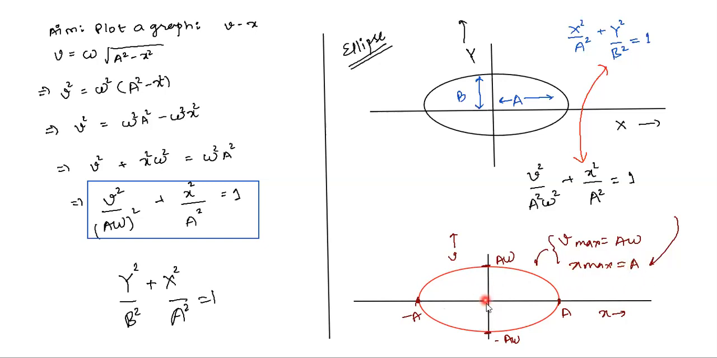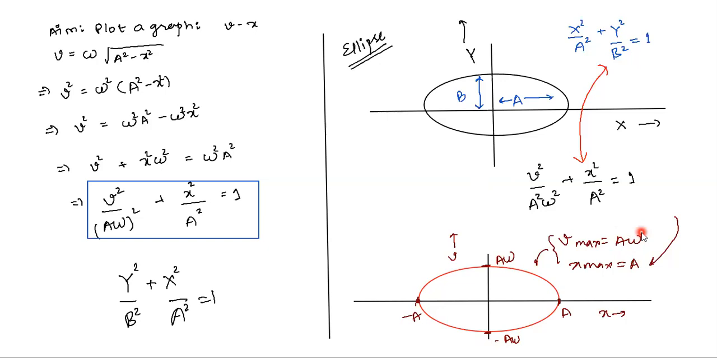Similarly here, just have a look. If you go along the graph, the velocity is just varying between minus a omega and a omega. It is not going beyond a omega or beyond minus a omega. It's just varying between these two terms, and therefore the maximum value of velocity is a omega.